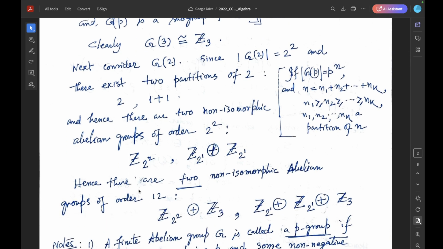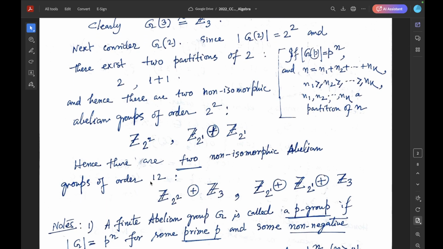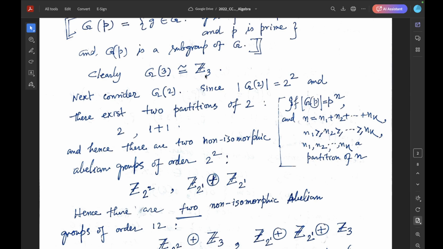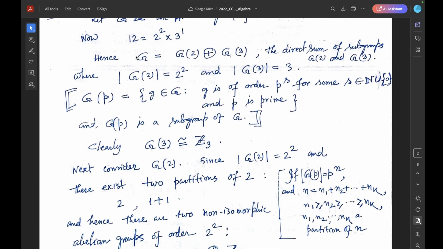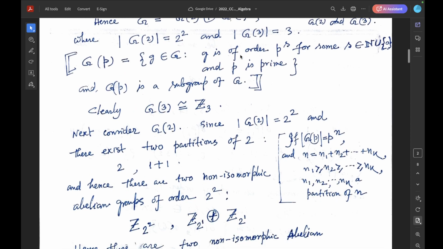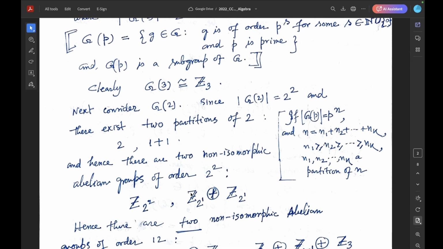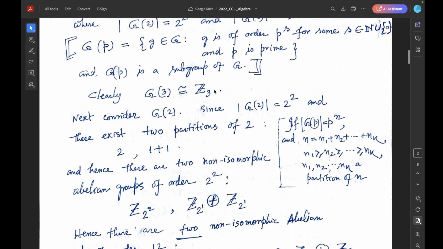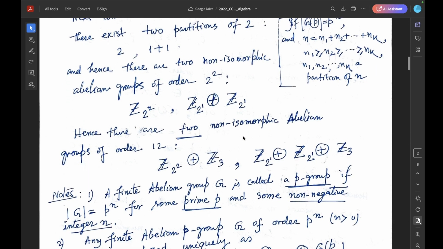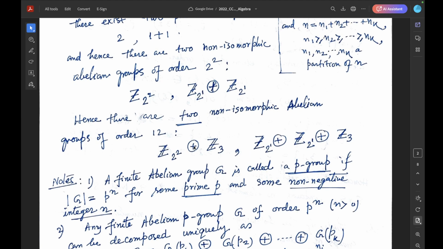Hence there are two non-isomorphic abelian groups of order 12, because G equals G2 plus G3. For G2 we get Z4 or Z2 plus Z2, and for G3 we get Z3 up to isomorphism. So we get Z4 plus Z3, and Z2 plus Z2 plus Z3.